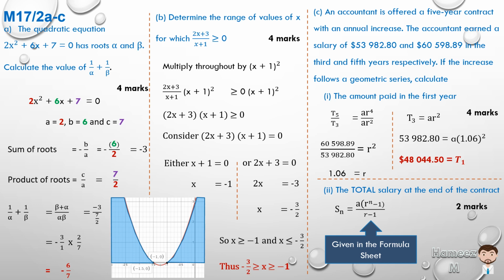The first line of the question states an accountant is offered a 5-year contract. So that means the end of the contract is that n is equal to 5. So S to the 5 is equal to, and we can substitute for a, r to the 5th minus 1. So it will be $48,044.50 by 1.06 to the 5th power minus 1, all over 1.06 minus 1. So S to the 5th, which means the total salary that the accountant received after 5 years, is equal to $270,831.31.